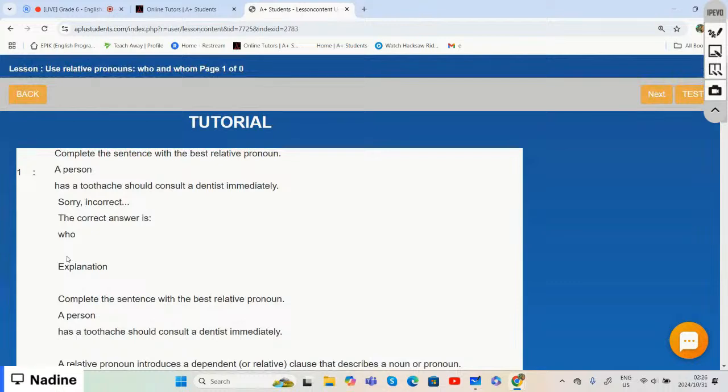Now we're going to look at this activity before we go to our test. It says, do we say a person who or a person whom has a toothache should consult a dentist immediately?